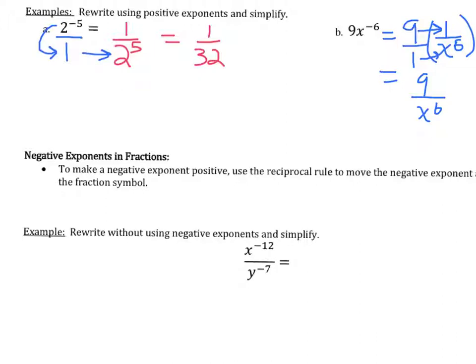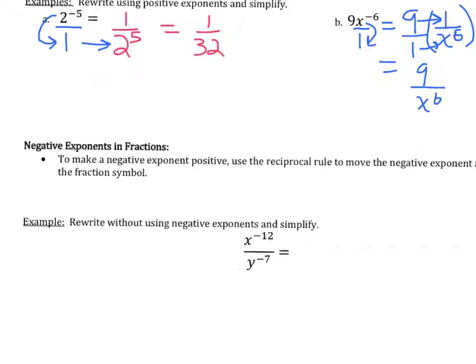Same thing happened here. I can write x to the negative 6 as x to the negative 6 over 1. And so if I want to make that negative 6 positive, I move it to the denominator. That's all the reciprocal tells you to do, kind of flip it from where it is. Let's look at a couple of examples where we use this.